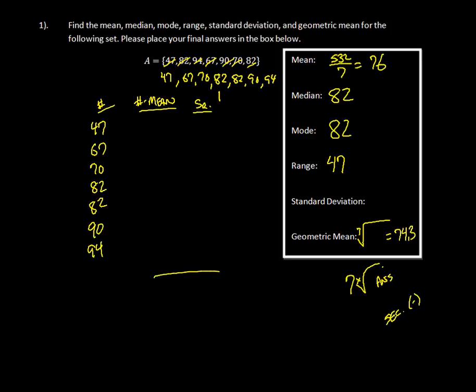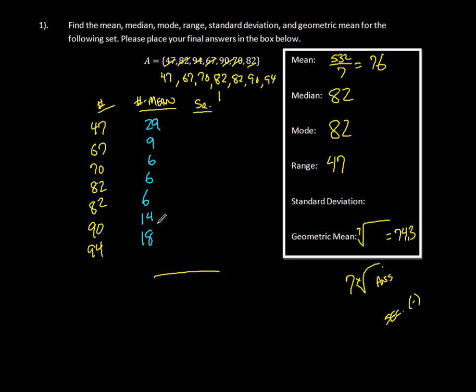So let's do that. When I subtract from the mean, 47 minus 76, or vice versa, is 29. Oh, I'm not writing them in the right order, that's not very cool. 47, yes, is 29. 67, when you subtract, is 9. 70 should give you 6. 82 should also give you 6. Here's 6 again. 90 should give you 14, and 94 should give you 18.